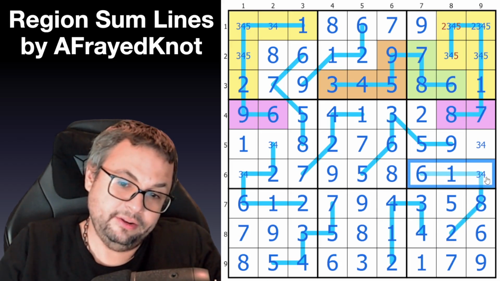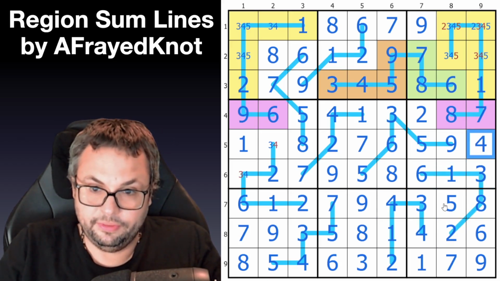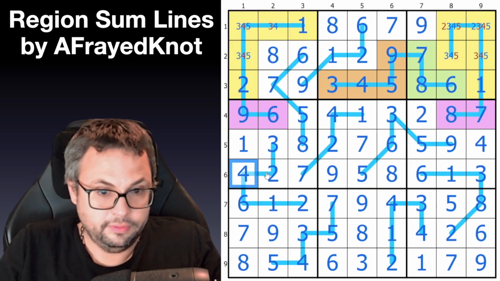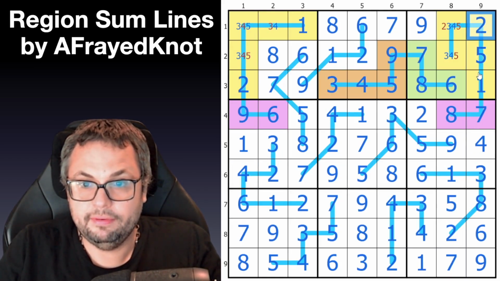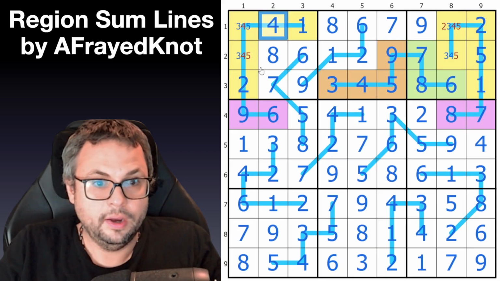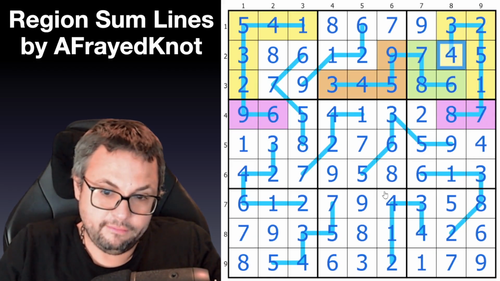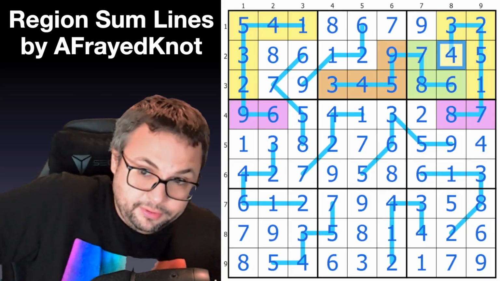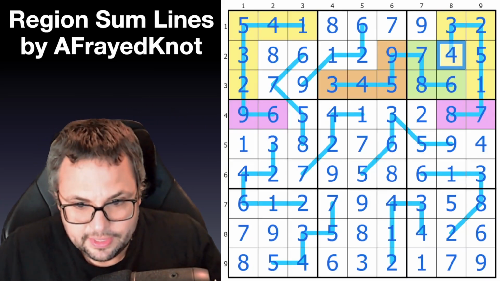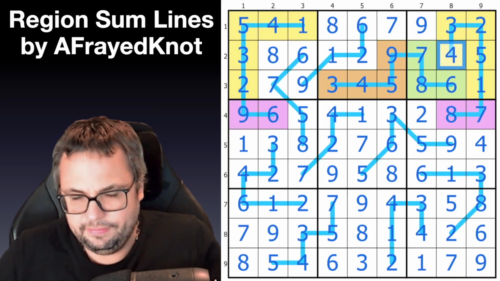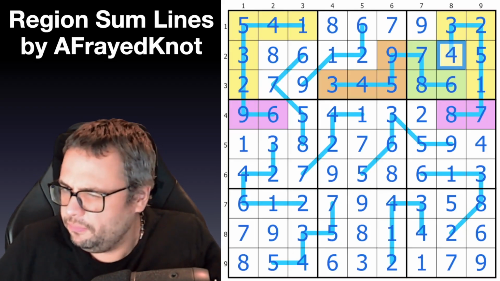These two sum to 10, so I need these to sum to 10, which means that's a 3 and that's a 4. So 3 and a 4, that's a 5 and a 2. 4, 3, 5, 3, and 4, and a very lovely puzzle there from AFrayedKnot. The first AFrayedKnot in the Invitation to Puzzles series, I believe, but hopefully not the last.